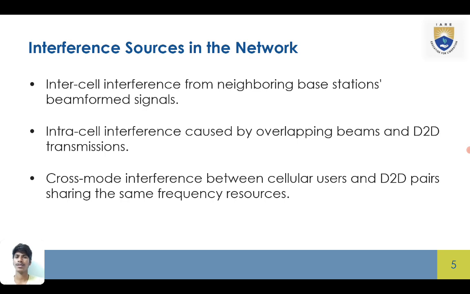Interference sources in the network. Intercell interference from neighboring base stations. Beamformed signals. Intracell interference caused by overlapping beams and D2D transmissions. Cross-mode interference between cellular users and D2D base sharing the same frequency resources.